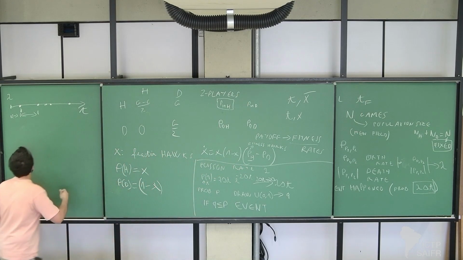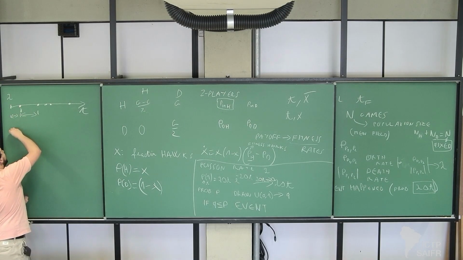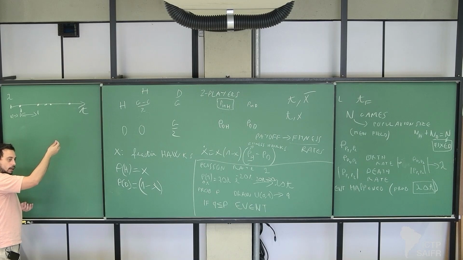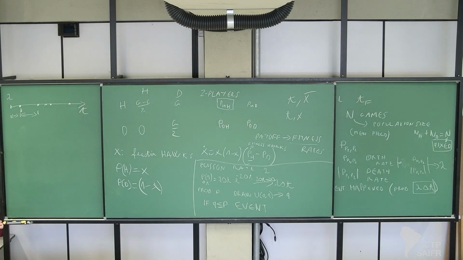And so in a Poisson process, the average number of events in time t is going to grow as lambda times t, okay? So the rate is lambda, yes.